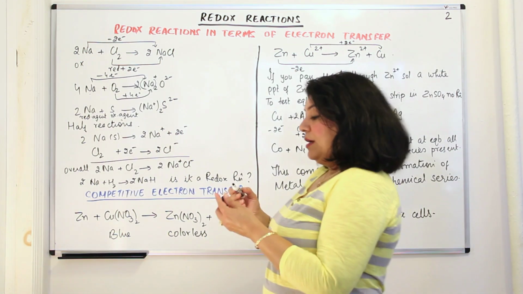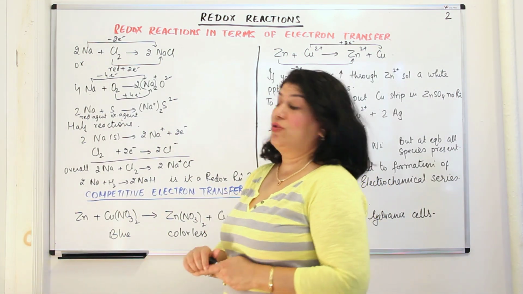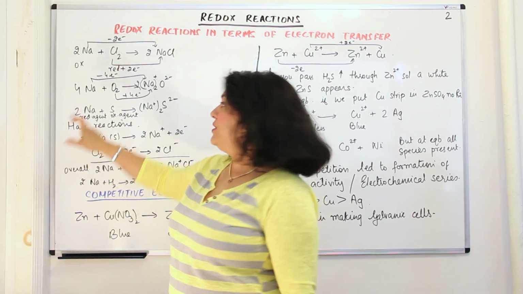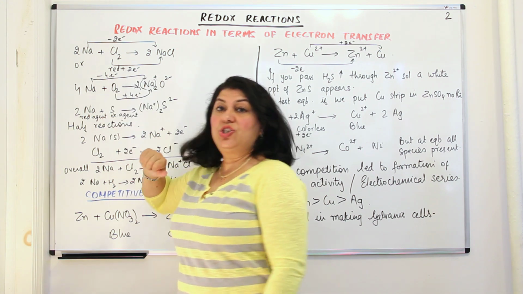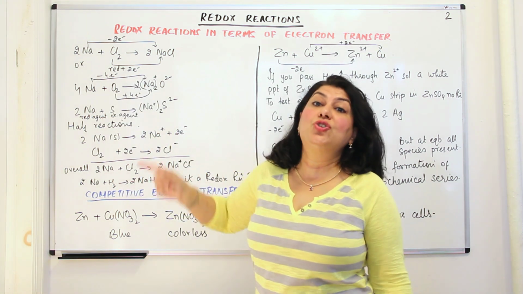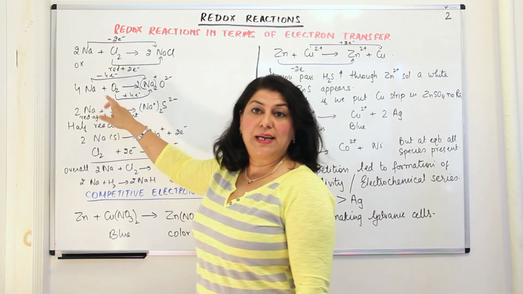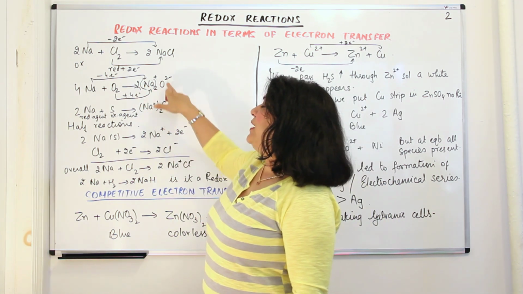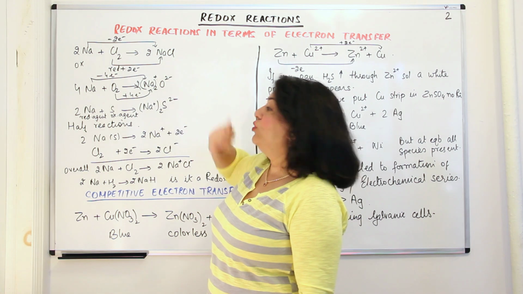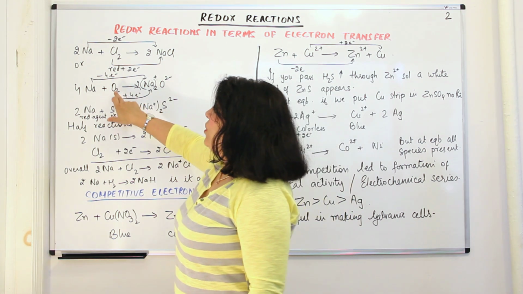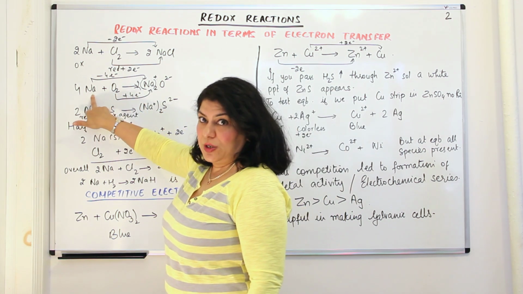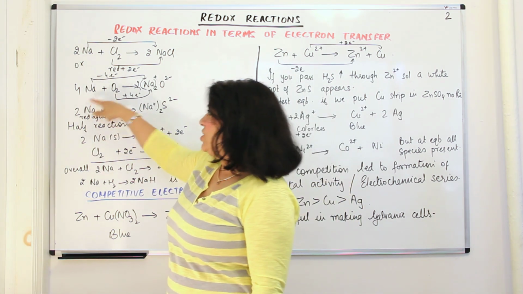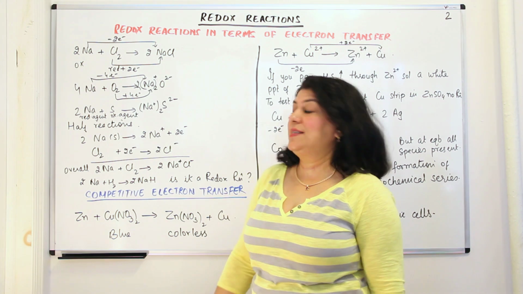So 4 sodiums lose 4 electrons. That is, each sodium loses 1 electron, and loss of electrons is oxidation. And each oxygen atom gains 2 electrons, and there are 2 oxygen atoms, so 4 electrons, resulting in the formation of Na2 positive, O2 negative, 2 moles of it. So sodium got oxidized while oxygen got reduced. Sodium is the reducing agent and oxygen is the oxidizing agent.